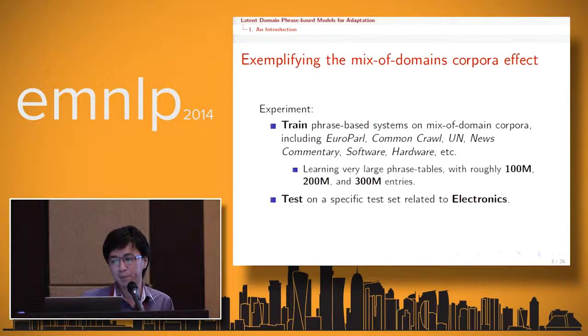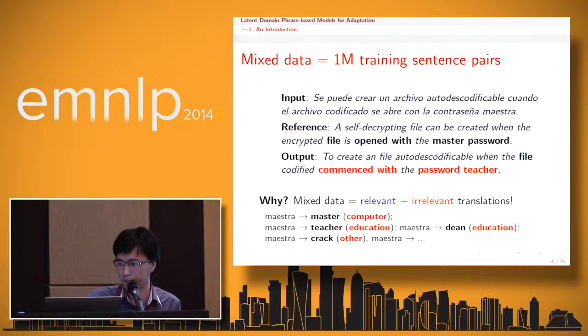I think these are kind of cool experiments. We train some phrase-based systems on really large, mixed-domain data, which include Europarl, Common Crawl, United Nations, news commentary, software, and hardware. We just collect the data and combine them together, and then we learn very large phrase tables with roughly 100 million, 200 million, or even 300 million phrase entries. Then in the end, we test the system on a really specific test set related to electronics, to see what happens.